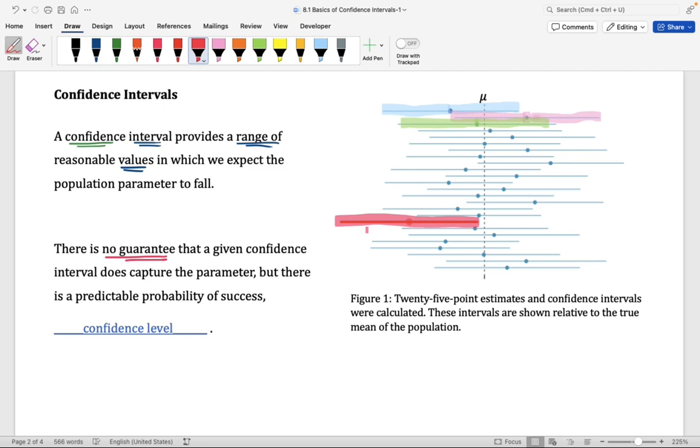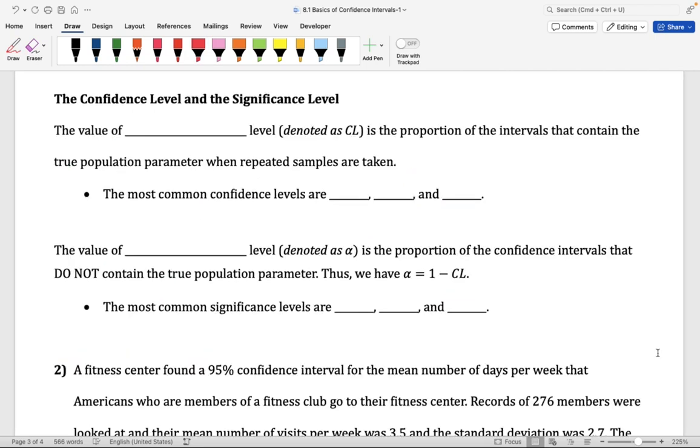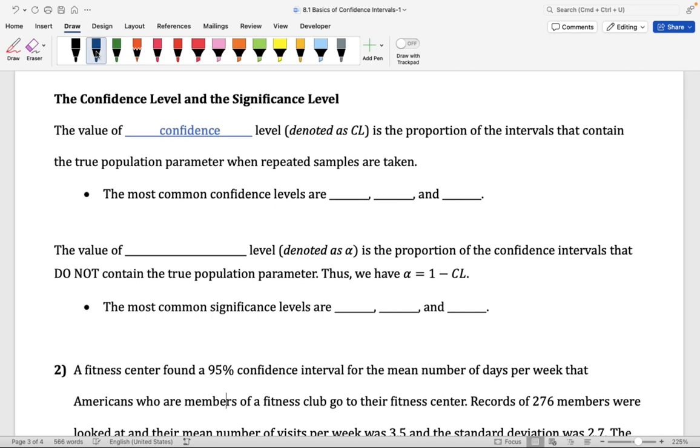Okay? So this takes me to, let's talk about those percentages. As I mentioned before, the confidence level is going to be the probability of success. Okay? So you can think of the confidence level being the probability of success and the significance level being the probability of failure. Okay? So let's talk about these in detail. The value of the confidence level, which is denoted as CL, which stands for confidence level, is going to be the proportion of intervals that contain the true population parameter when repeated samples are taken.